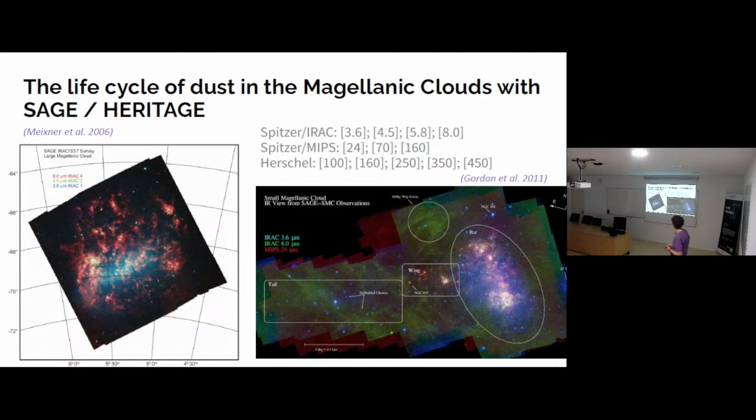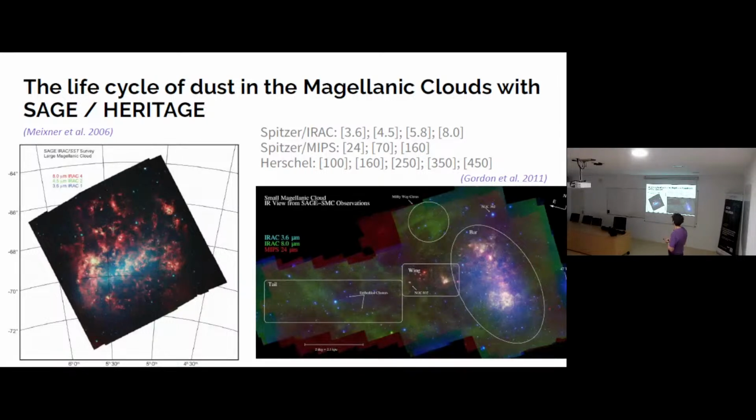In fact, we did a survey with Spitzer and Herschel called SAGE and HERITAGE for the LMC and the SMC, where we mapped both galaxies in their entirety using all the IRAC bands on Spitzer, all the MIPS bands on Spitzer, and these 5 bands here on Herschel. So we have this very detailed map of the Magellanic Clouds, both the LMC and the SMC, and we can identify stars and interstellar clouds in maps like this.